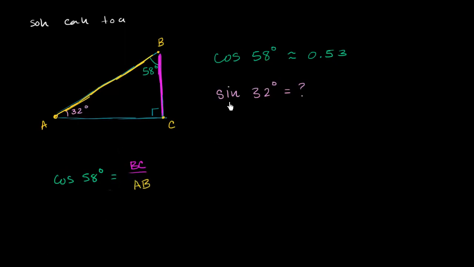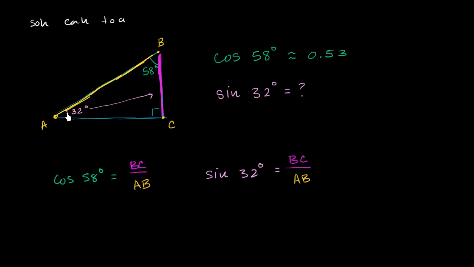Now let's think about what the sine of 32 degrees would be. Well, sine is opposite over hypotenuse. So now we're looking at this 32-degree angle. What side is opposite it? Well, it opens up onto BC, just like that. And what's the length of the hypotenuse? It's AB. Notice, the sine of 32 degrees is BC over AB. The cosine of 58 degrees is BC over AB.